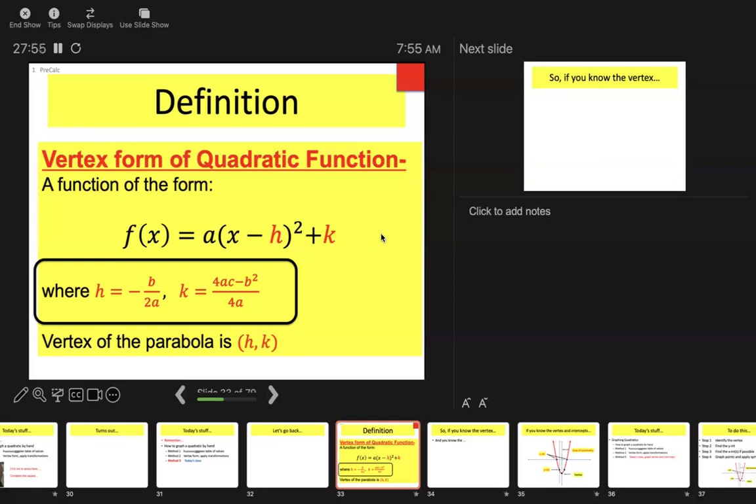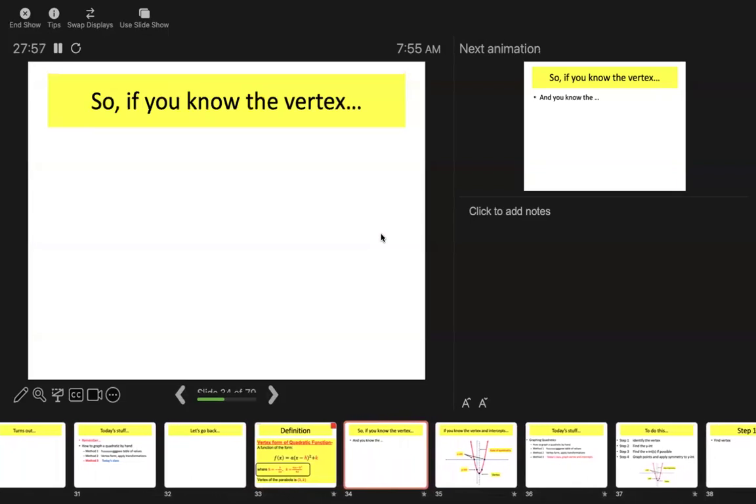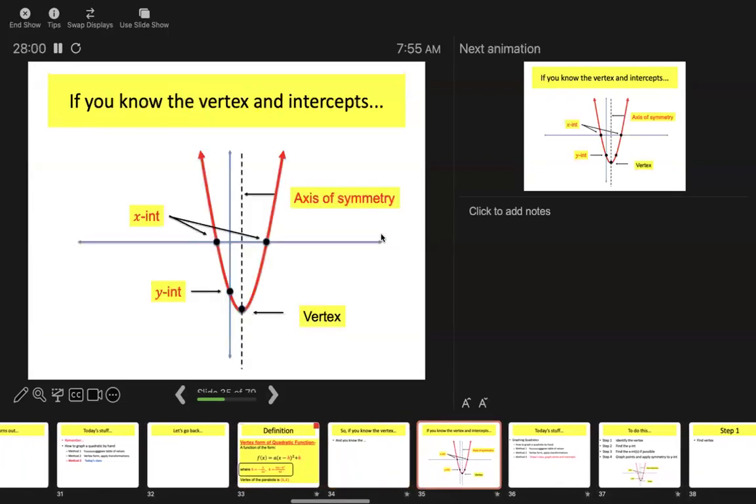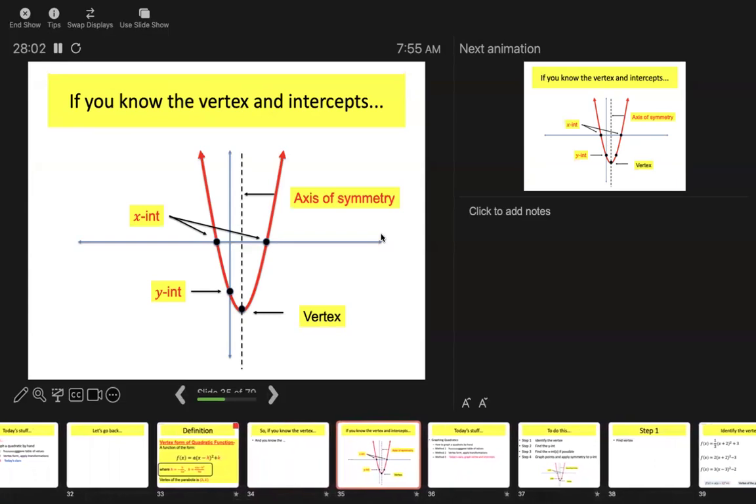All right, everybody good? So if you know the vertex, because it's in vertex form, then it turns out you know the axis of symmetry as well. Think about it. If you know the vertex, this black dotted line goes through the vertex. All vertical lines are of the form x equals. So basically, it's the x value of the vertex. So you know the axis of symmetry because you know the vertex if it's in vertex form. It's just the x value of the vertex. That is the axis of symmetry.